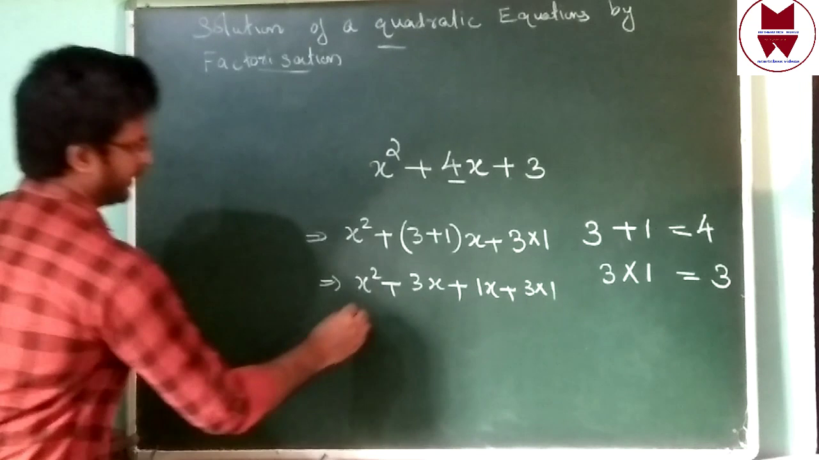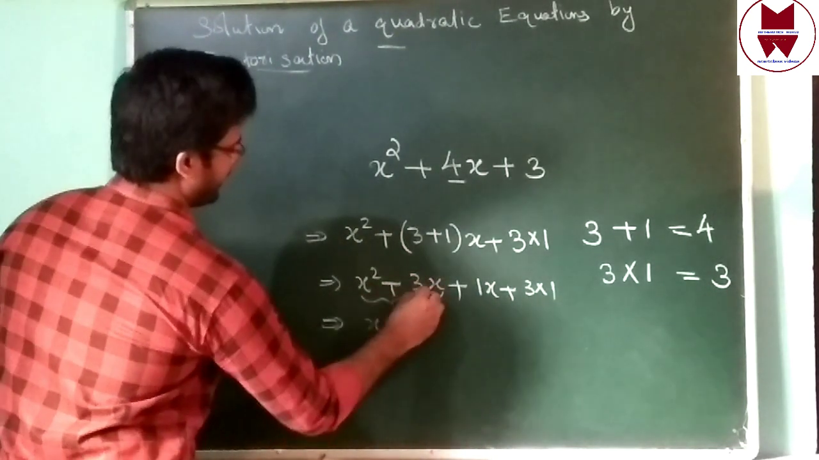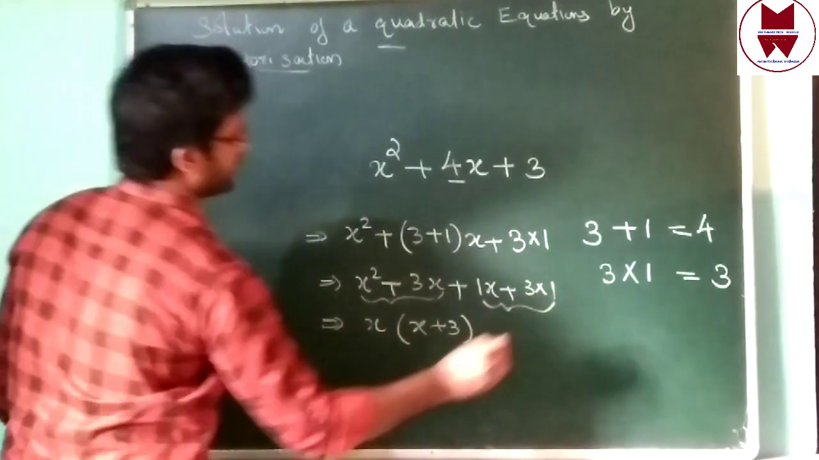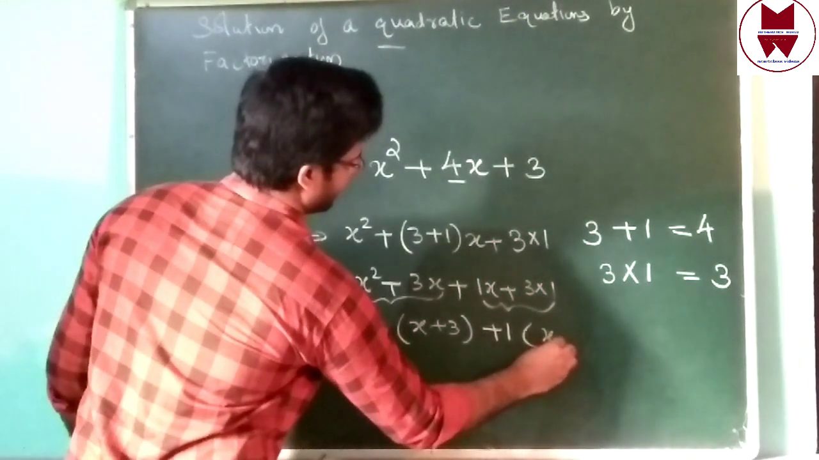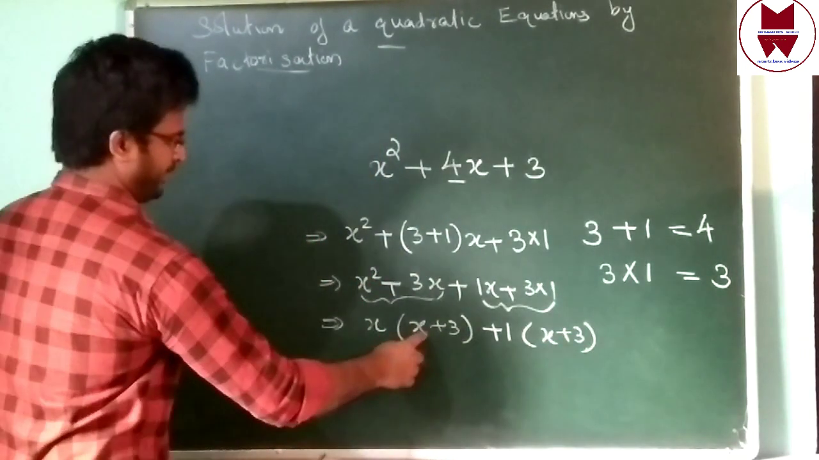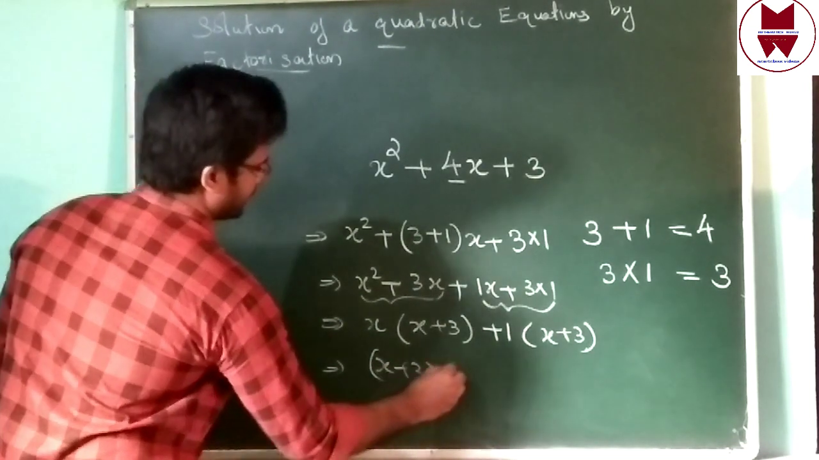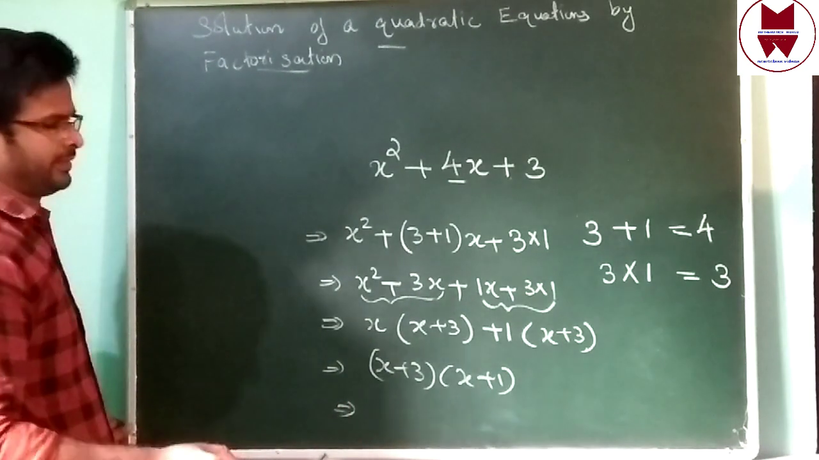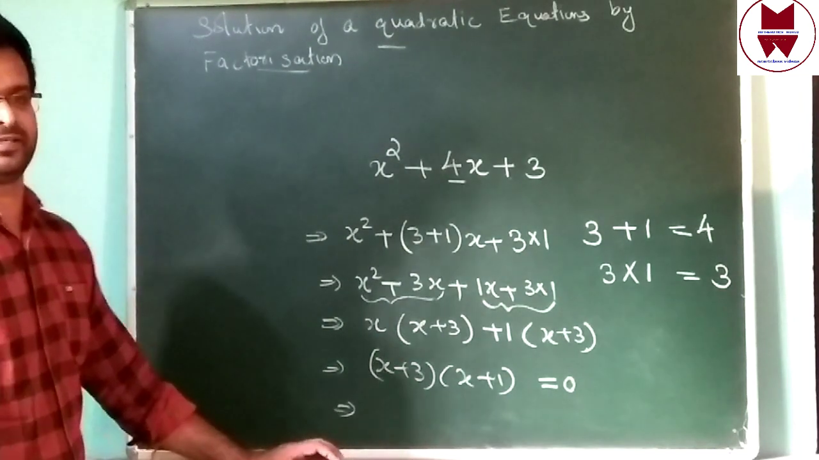From the first two terms, we can take x outside, then the remaining is x plus 3. In the last two terms, what is common? 1, isn't it? That 1 we can take outside, then the remaining is x plus 3. Then altogether x plus 3 is common, we can take it outside, then x plus 1. Then we need the solution, isn't it? That's why we have to give the right side 0. Then only we can find the solution.